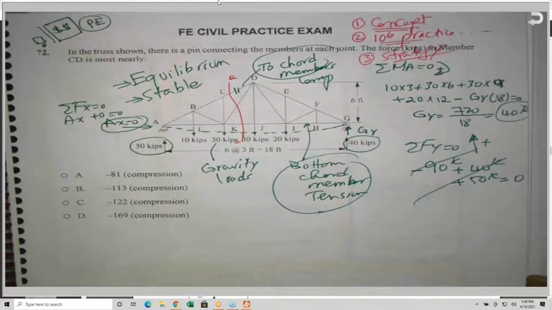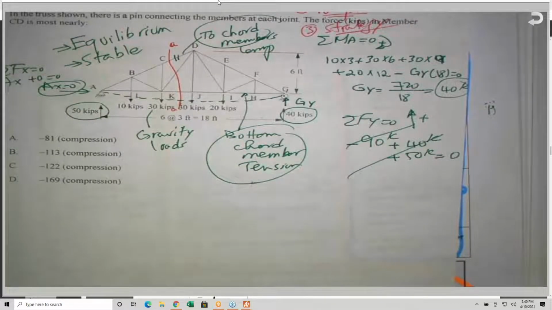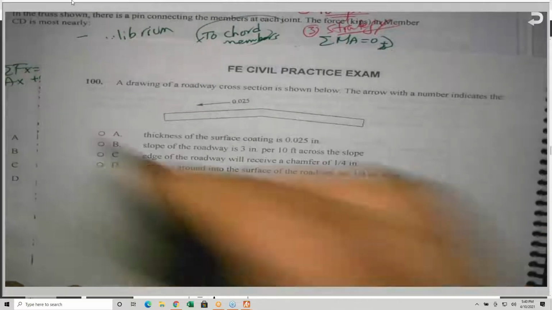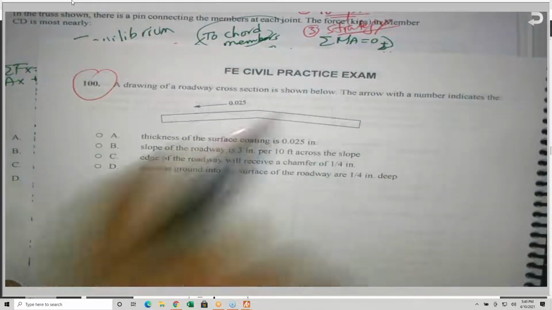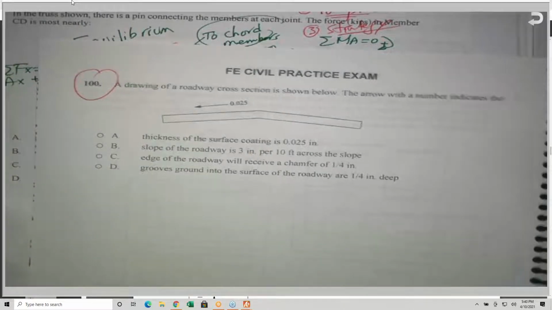For example, the last problem in the NCEES, if you understand, you could solve it in 22 seconds. Okay, here it is. Problem number 100 is giving you a cross-section. It's telling you what this is. This is a 22-second question. But if you look at some other problems, the truss problem is not bad. You can solve it in 3 minutes.